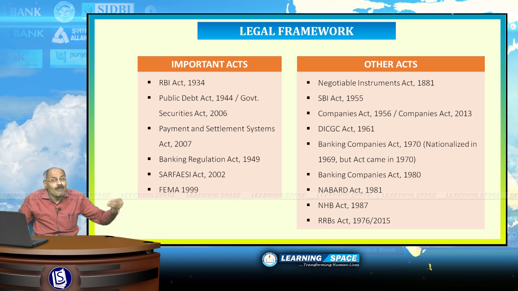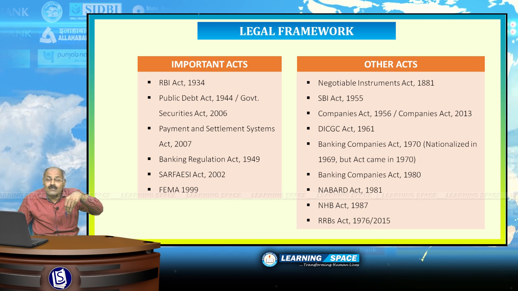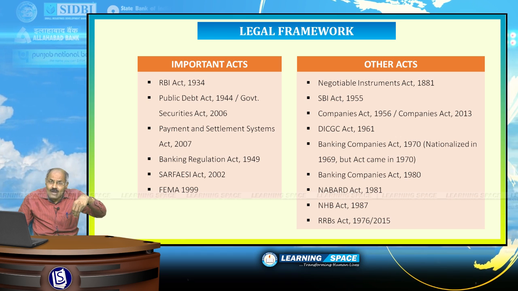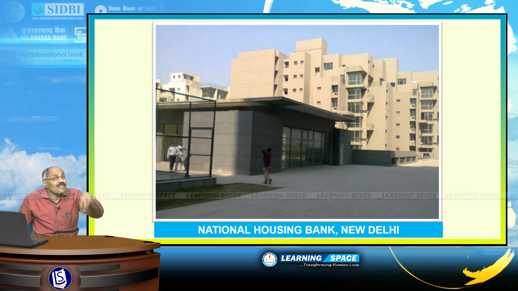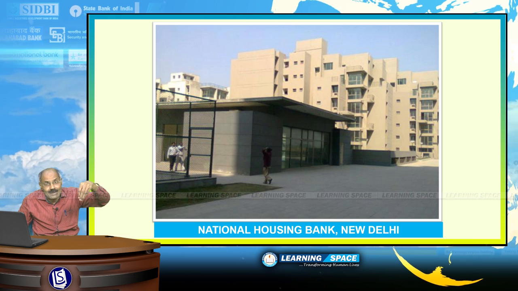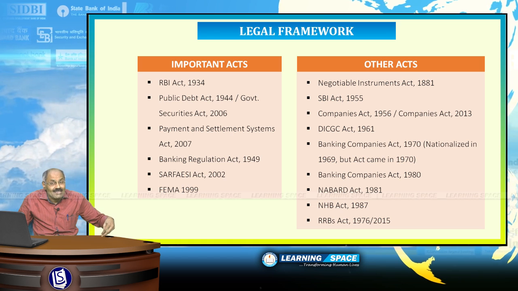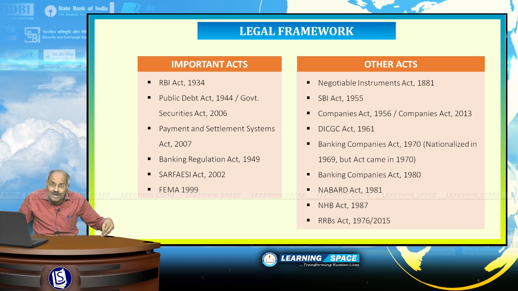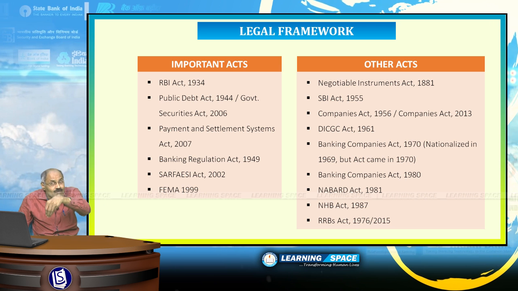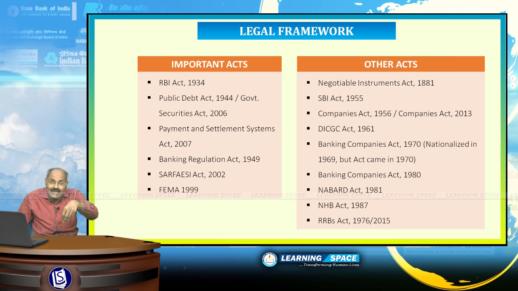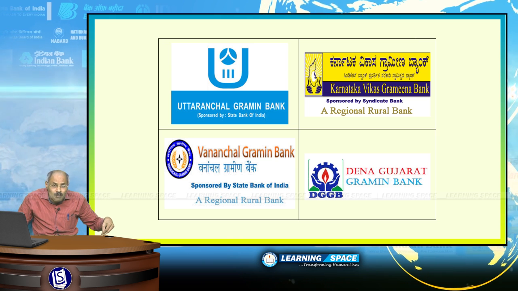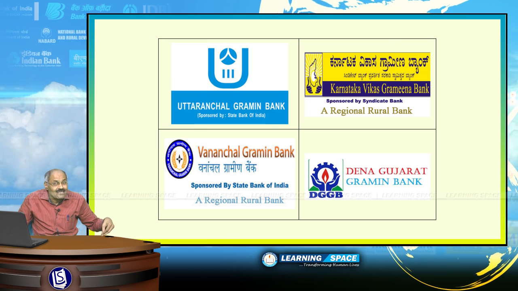The National Housing Bank Act of 1987. This Act of 1987 led to the establishment of National Housing Bank, and please don't forget, National Housing Bank is the regulator for housing finance companies. Then RRBs Act of 1976, regional rural banks were established in the year 1975, and subsequently Act was brought in 1976, and the functions of regional rural banks should be as per this RRBs Act of 1976.